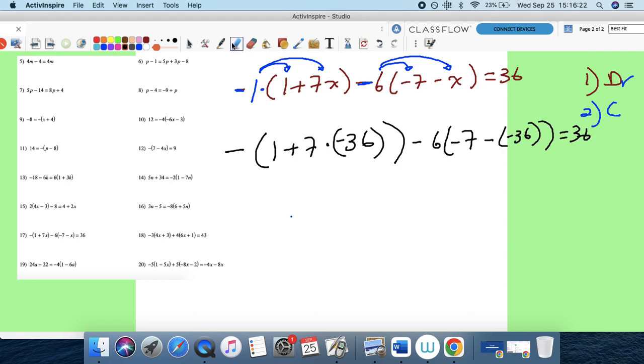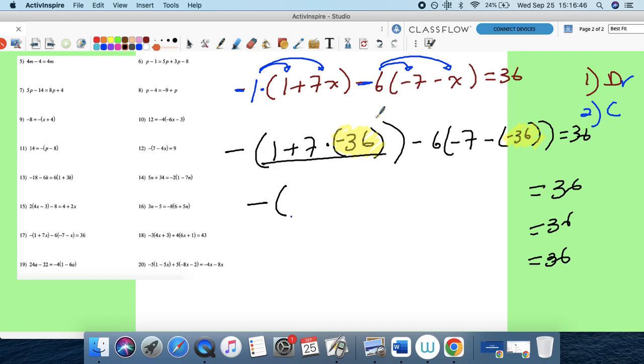Let me highlight where I substitute. This is where I replace the x with negative 36, and here's where I replace the x with negative 36. Order of operations, please. On the right side, we don't have to do anything, so I'm just going to write that. On the left side, let's take care of this first. So here's my minus sign outside. And let's multiply 7 times negative 36.